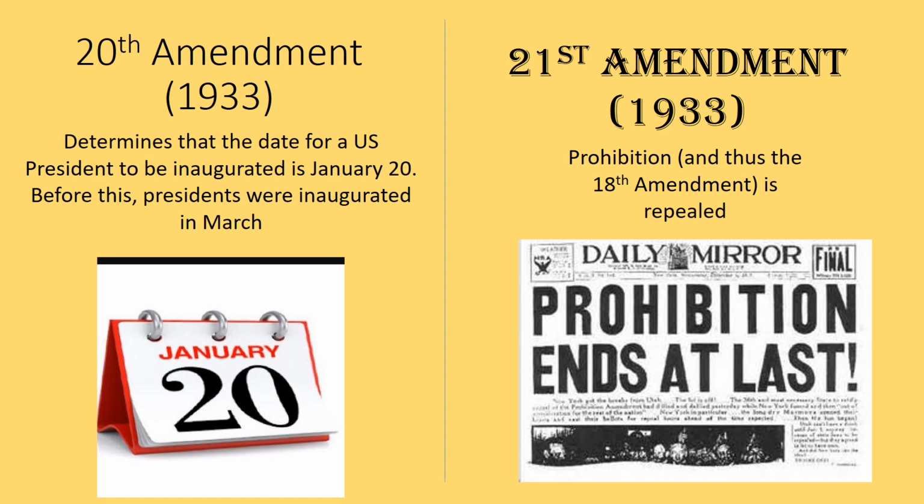The 21st Amendment, also in 1933, repealed the 18th Amendment, and prohibition was no longer. This is the only time in U.S. history when one amendment has repealed another amendment. And so the 18th Amendment was out and the 21st Amendment was in.